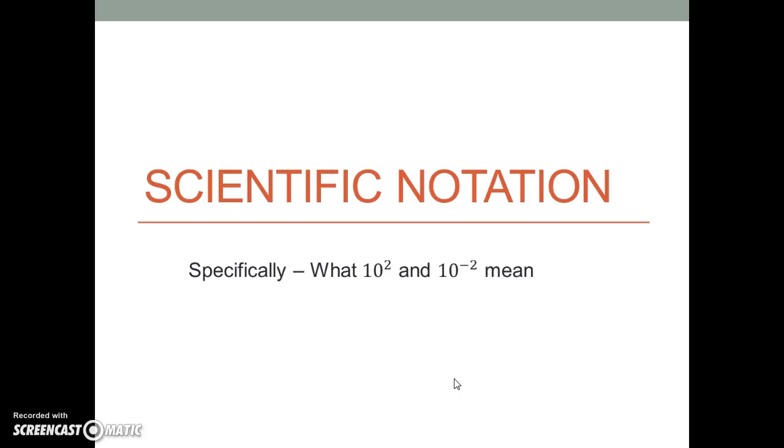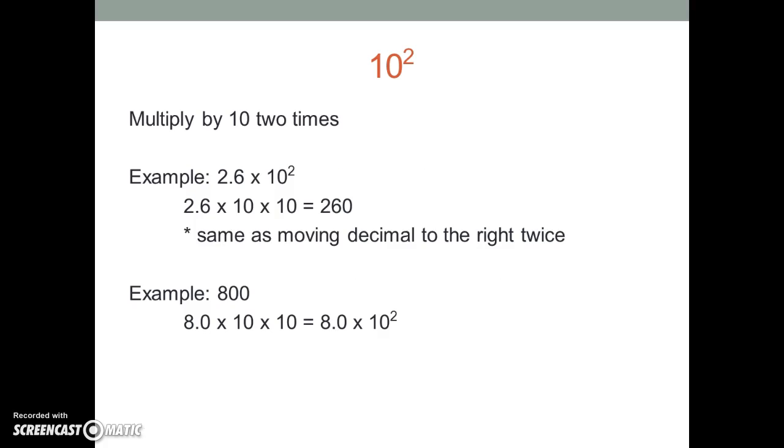Scientific notation, specifically what 10 to the second and 10 to the negative second mean. To begin with, I'll focus on 10 to the second. Notice the second is a positive 2. The exponent is positive. When your exponent is positive, you're going to be multiplying by 10. Now in this case, we're multiplying by 10 two times.